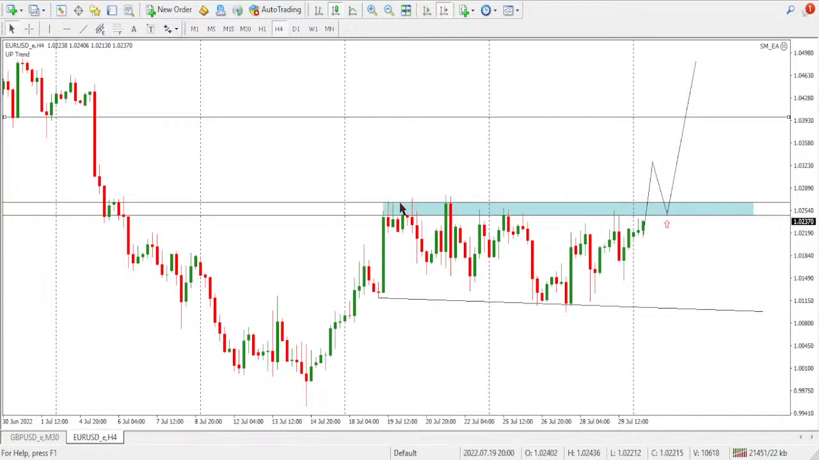We have several resistances here, and we expect that if the price can break beyond these two lines, we want to see a pullback so that it can continue upwards at least up to this point here.